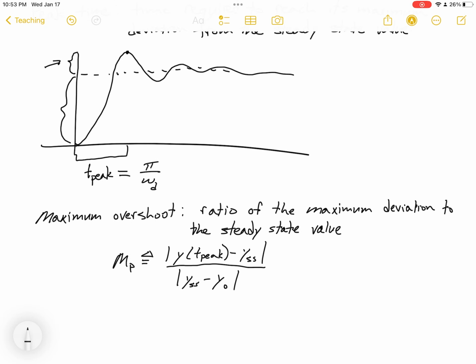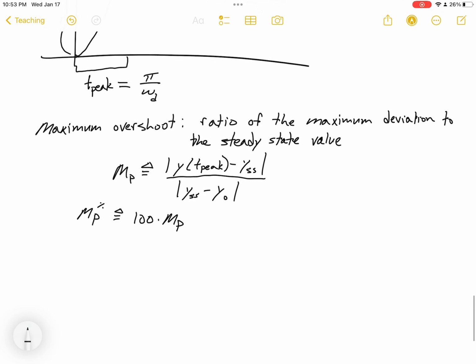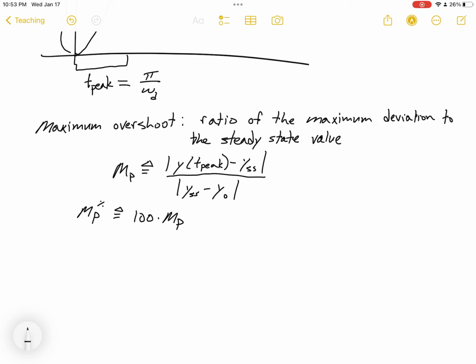We can also express this as a percentage. So the maximum percent overshoot is by definition equal to 100 times MP. So we take that ratio, multiply it by 100, and that is the percent overshoot, the maximum percentage overshoot. The maximum overshoot is related to the decay ratio. It's the square root of the decay ratio, which we discussed in the previous video.